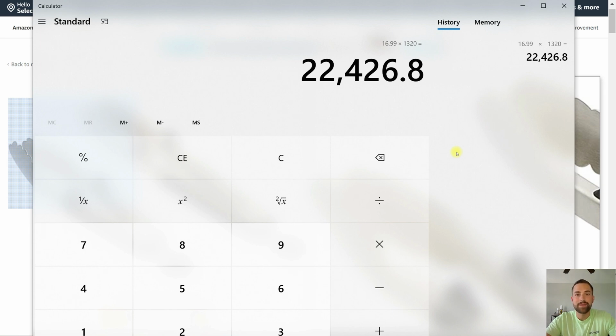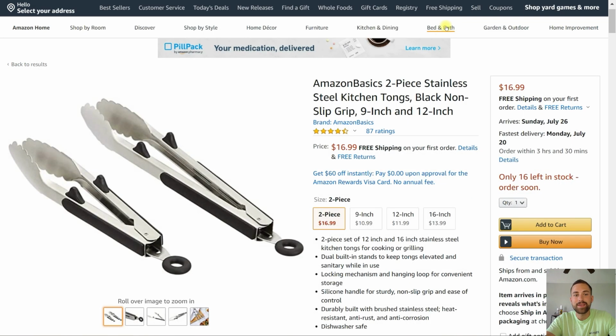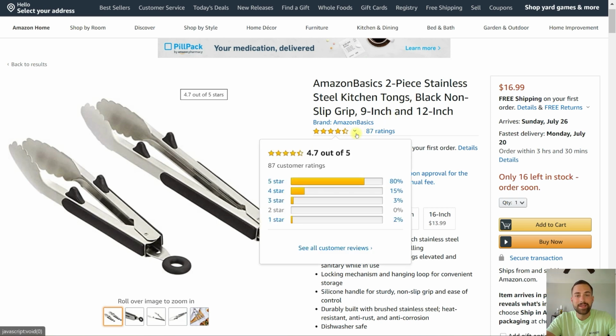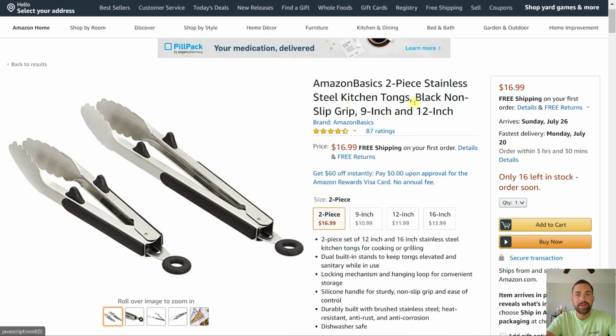That is not the profit, but that is the revenue, and that is a significant amount. So this tells me, yeah, this is something I want to sell. This is a product that doesn't have a whole lot of competition. This seller has less than 100 ratings, and they're pulling in nearly $22,000 in revenue. That is a good product.